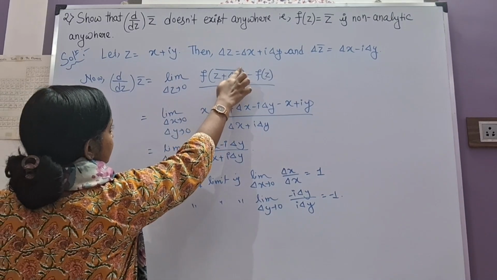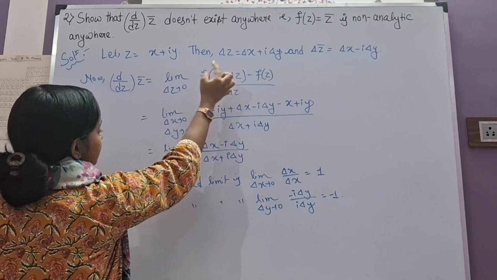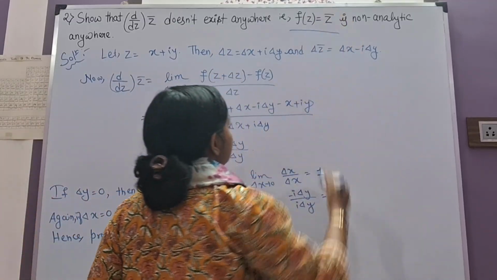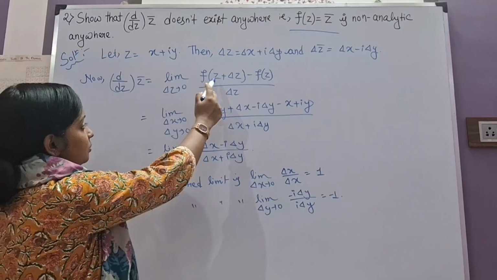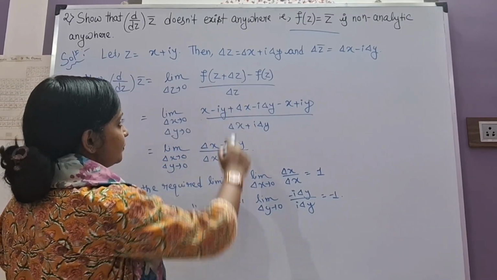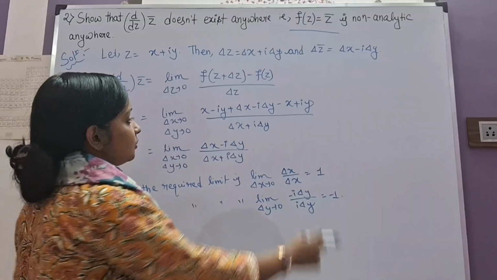Sorry, here this is going to be f of z plus delta z, because here it is given that f of z equal to z bar. So, f of z plus delta z equal to this because there is one bar, and f of z equal to this.